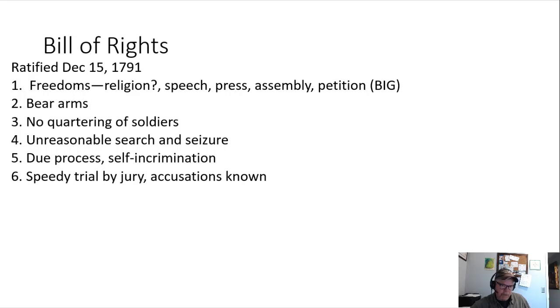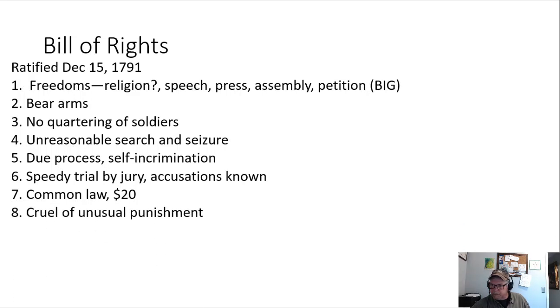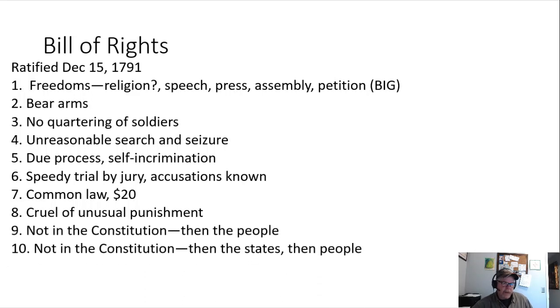Back to the Sugar and Stamp Acts, the Vice Admiralty courts. No, not just one person loyal to the crown. We're going to have a trial by jury, just like British citizens did. This one's kind of ridiculous at this point. It has to do with how much money common law deals with, so anything over $20 had to go to court. At this point, $20 was a lot of money back then. No cruel and unusual punishment. No waterboarding.